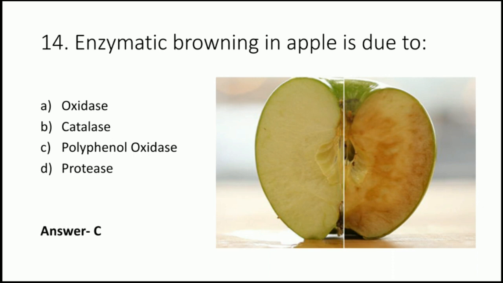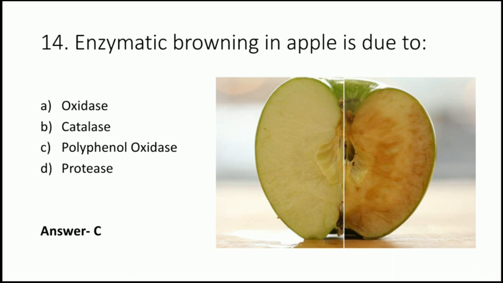It is also commonly known as the PPO enzyme. Most fruits have polyphenol oxidase naturally present in them, and when we cut the fruit, they come in contact with oxygen, and when they come in contact with oxygen, they will rapidly oxidize naturally occurring polyphenol compounds in the apple tissues.